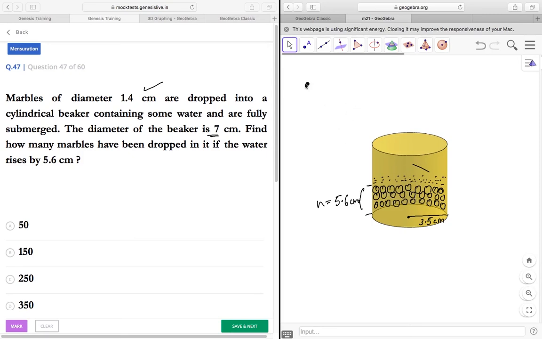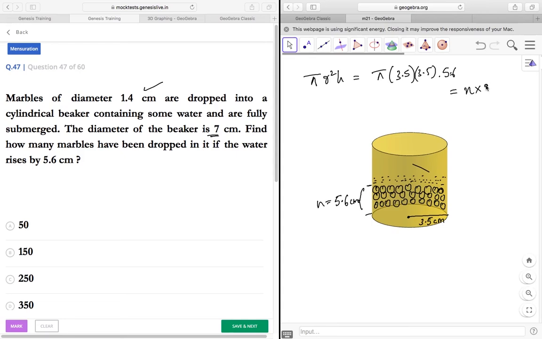So volume of the cylinder will be nothing but pi r square into h, which in this case is pi into r square, 3.5 into 3.5, into height. So height, I'll take it as 5.6. So this gives me the volume till this level, that is the water level, right? And then this must be equal to the number of, let's say there are some n number of marbles that we have dropped, multiplied by the volume of it.